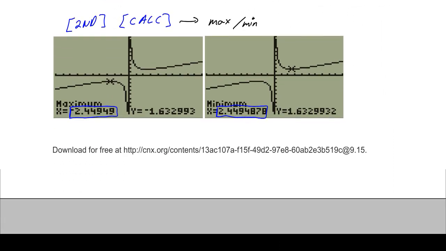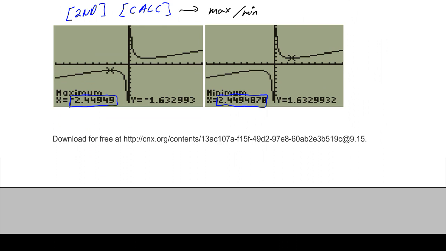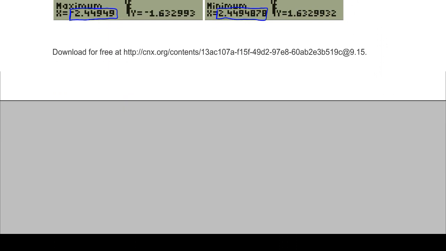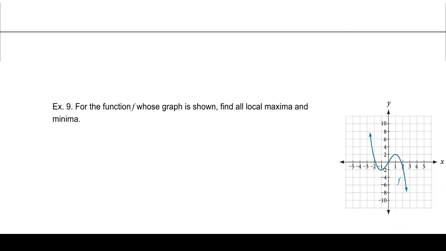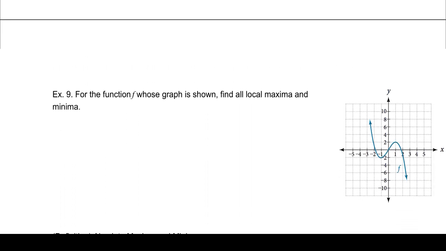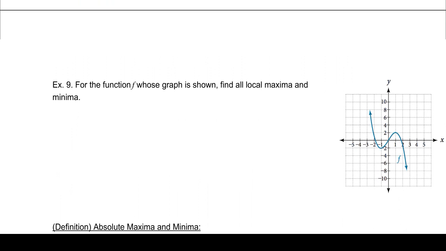All right, number 9. We want to find the local extrema, local maximum and local minimum from this graph. All right, now we have a couple of points. A maximum is occurring right here. That's the highest point in the area of 1. So we have a max at 1, 2.